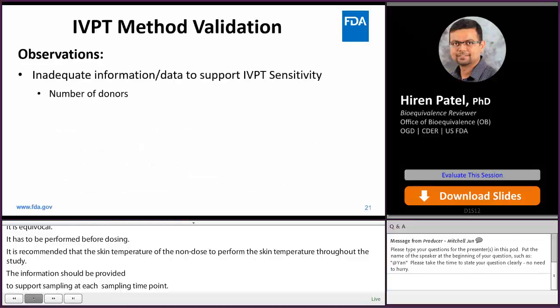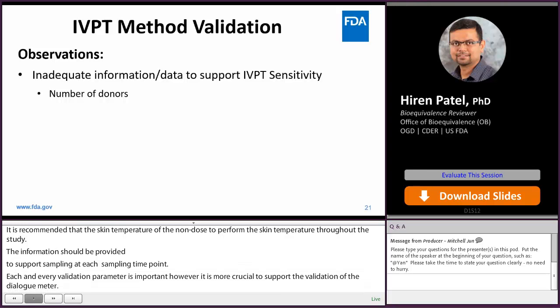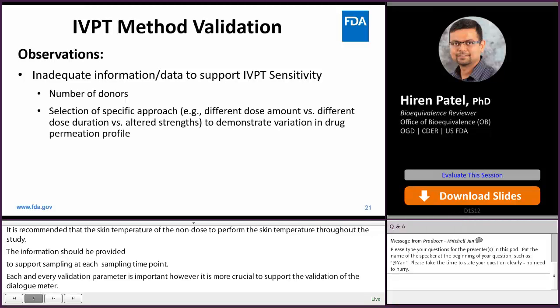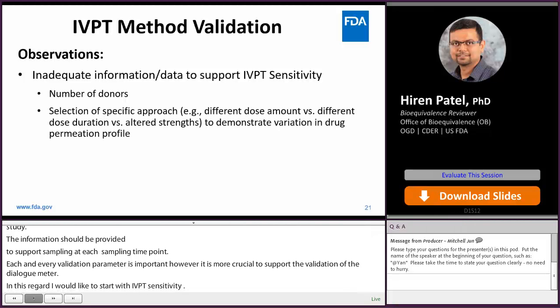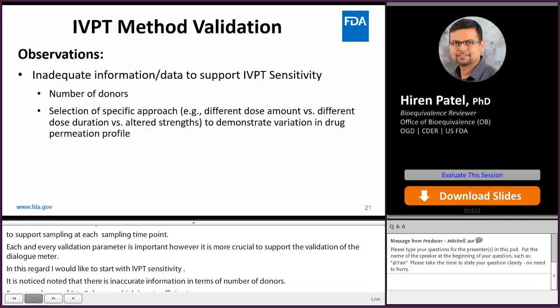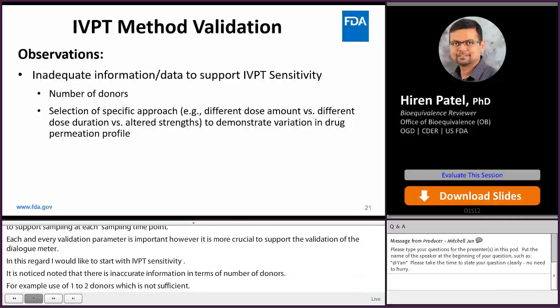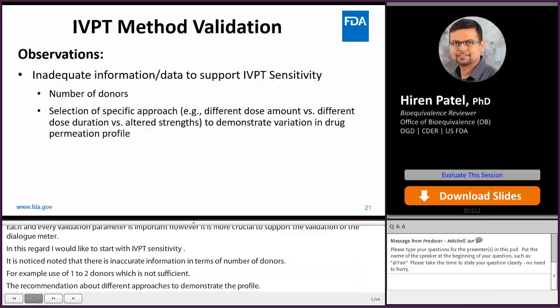It is noted that there is inadequate information in terms of number of donors. For example, use of 1 to 2 donors, which is not sufficient. There are recommendations about different approaches to demonstrate variation in drug permeation profile. For example, altering the dose amount, that is, if the nominal dose is 15 mg per centimeter square, then one lower dose and one higher dose should be selected.